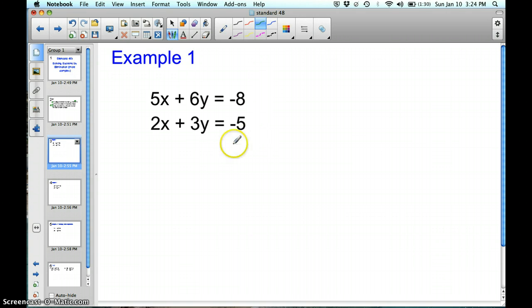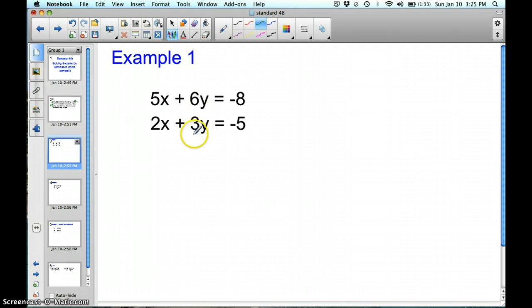Our goal is to get a variable to cancel out. So if I added these together right now, 5x plus 2x would give me 7x, 6y plus 3y would give me 9y, nothing would cancel out. Okay, so that's why we need to multiply at least one of our equations by a number. Okay, so our goal is for the coefficient or the number in front of the variable to be the same but different signs. Okay, so let's just take a look at our y's.